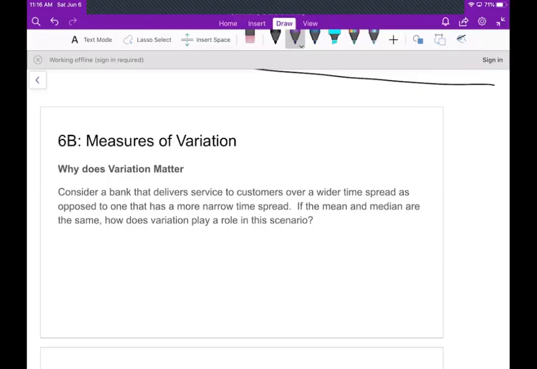Okay, guys, welcome. Today we're going to talk about ways to measure variation. Now, first, before we get into that, we're going to talk about why variation matters, and we're going to use the following motivating example.